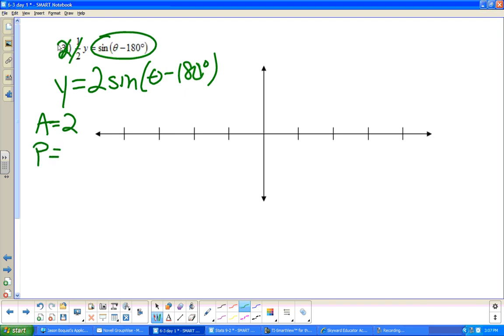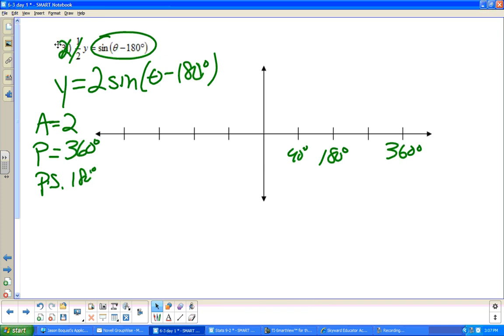Period is, well, that's 360 again, isn't it? And phase shift, this time 180 degrees. So we know 360 is going to be out here. We know 180 here. And 90. So again, you notice I like to go figure out what to make the tick marks. So do we have to change our window for this one?